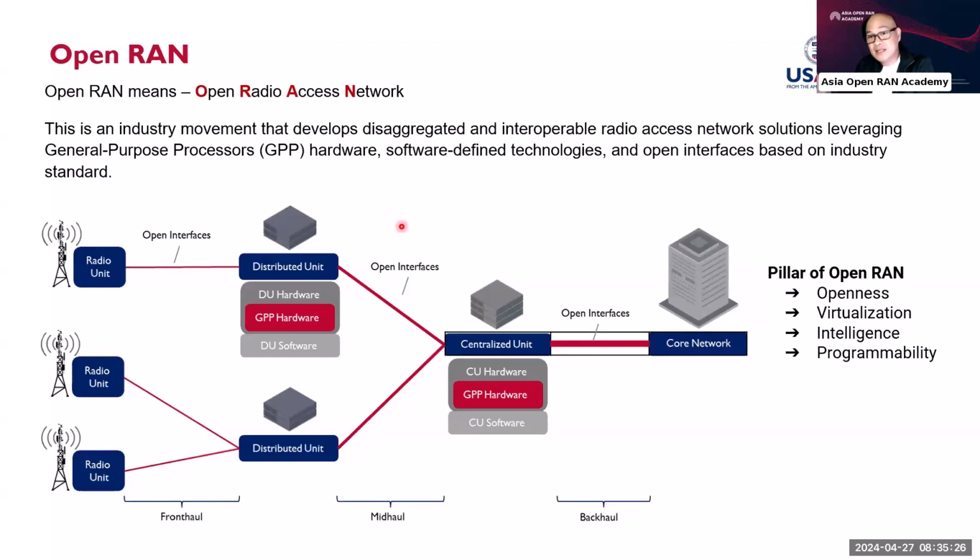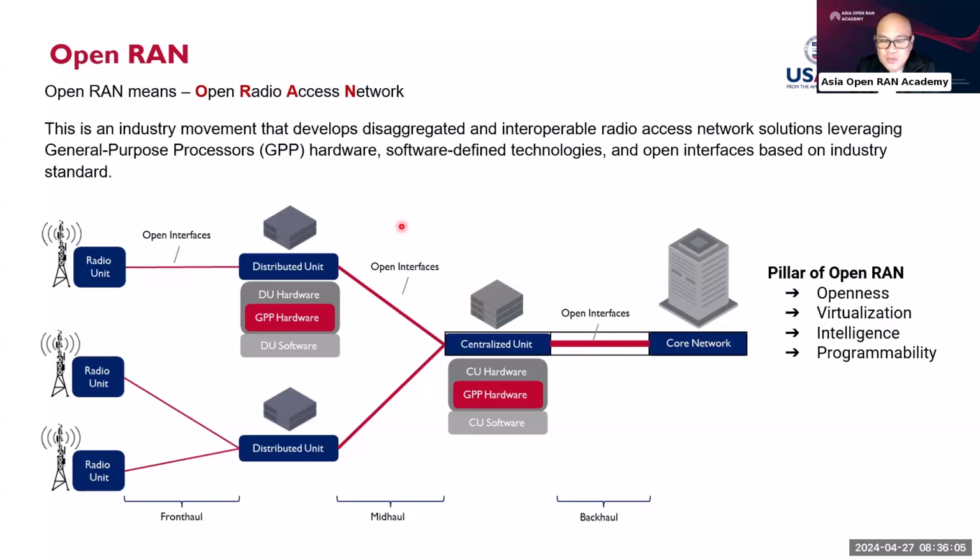Okay, so that's where the flexibility of Open RAN comes in, and it gives more room for operators to implement the radio access network at their own freedom. So that's why the pillars of Open RAN are enclosed in these four items: openness, so they know what's happening inside the box, and virtualization, so they can deploy the software or the capabilities using software-defined technologies.